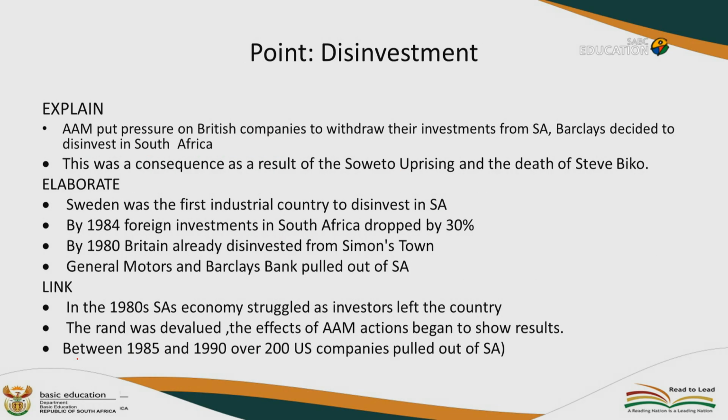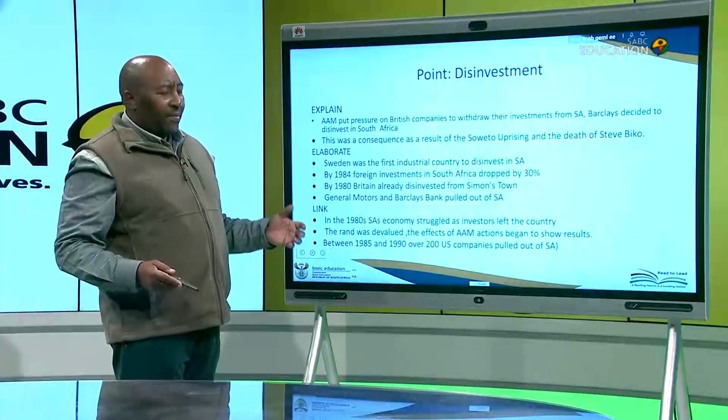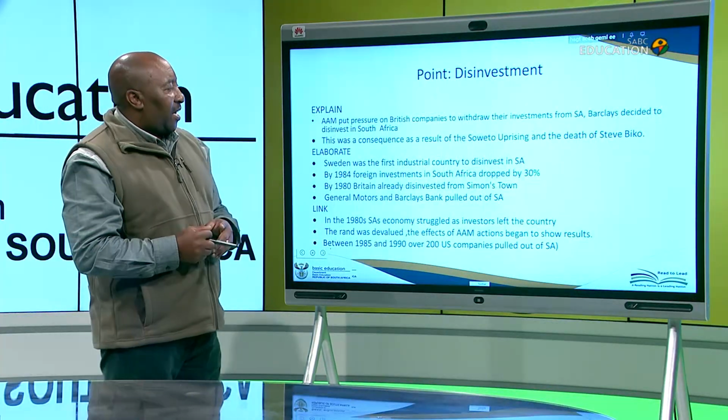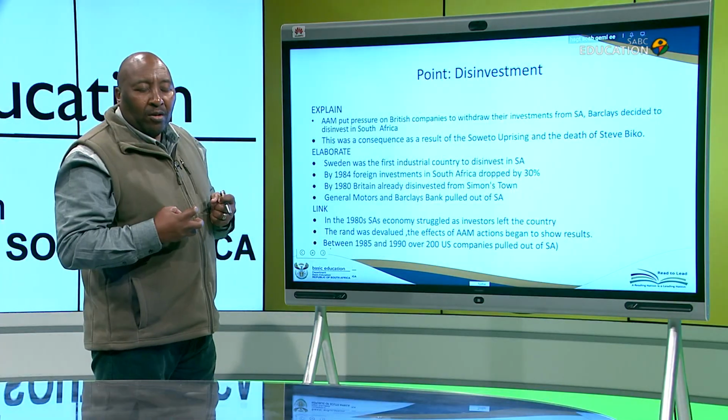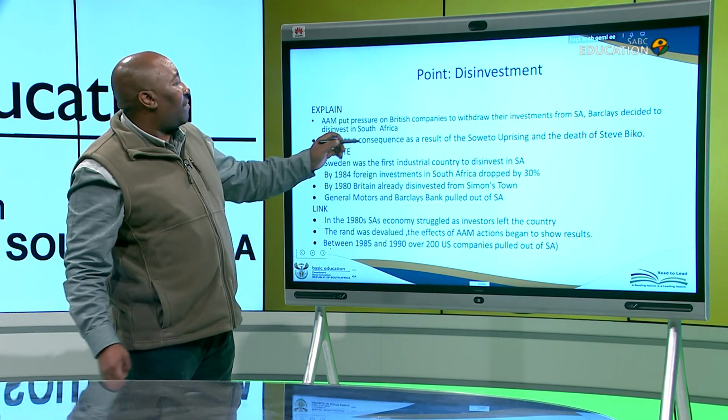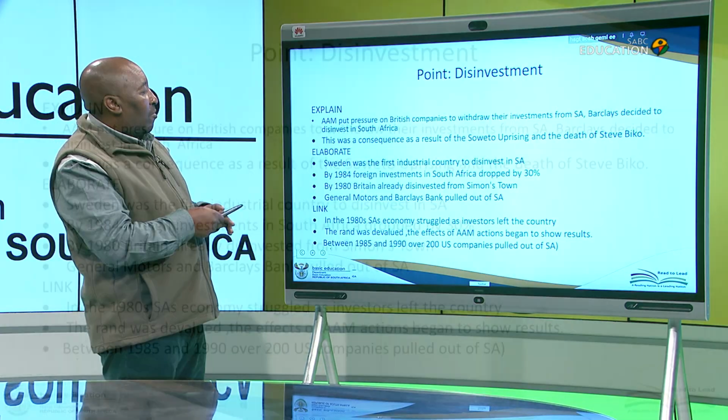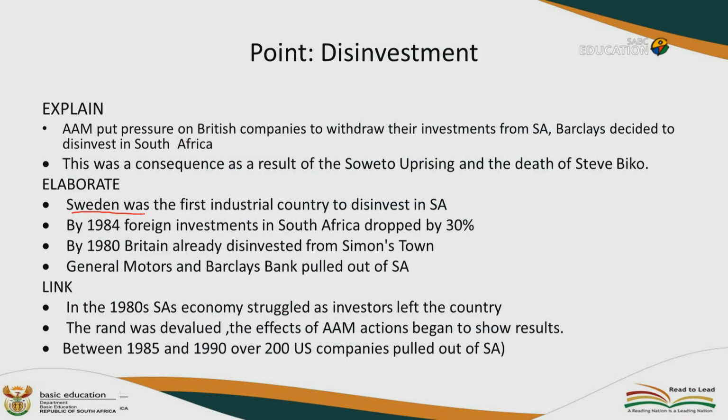Right. Then there's disinvestment as another point. Under disinvestment, the anti-apartheid movement put pressure on British companies to withdraw their investment. And as an example, we've got Sweden, which was the first industrial country to disinvest in South Africa. In 1984, foreign investment started dropping, which means apartheid had a negative reception by the international world. General Motors and Barclays started pulling out of South Africa. These are examples of disinvestment.